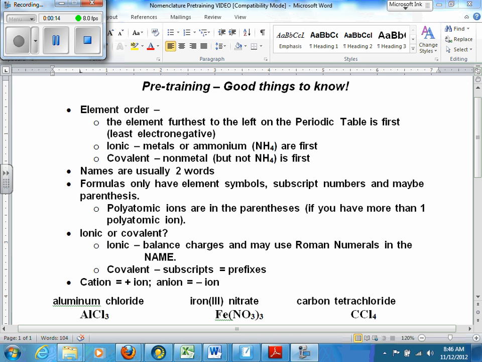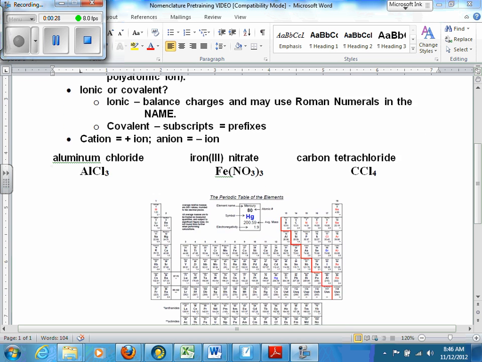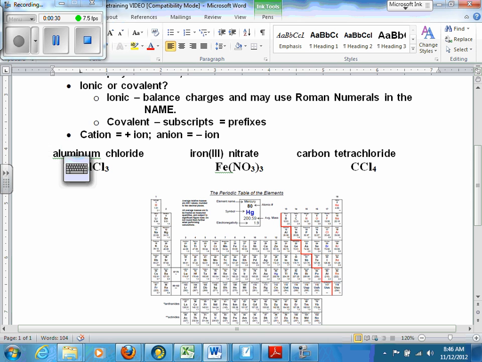Things that are just good to know, okay? So let's start first with the element order. The element furthest to the left on the periodic table is first. That means it's the least electronegative. So if we look down here on the periodic table, remember electronegativity increases in those directions. So the one furthest to the left typically has the greater electronegativity.